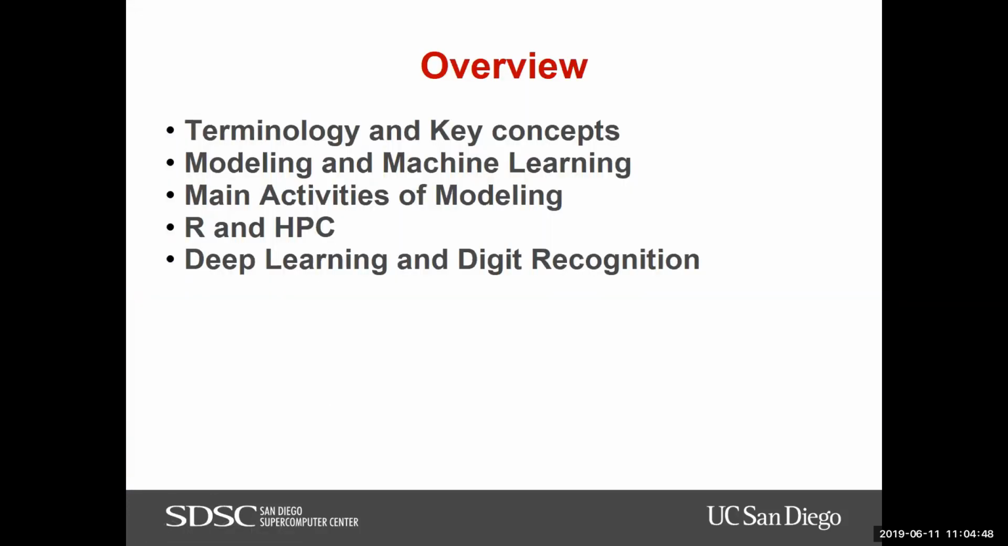All right, so quick overview. Again, we're going to start out with just some basic ideas. Talk about modeling, machine learning, the main activities of modeling, and talk more about R and how R runs on HPC, deep learning, and digit recognition. And again, the title here is machine learning, but at times it's more about general data analysis and strategies.